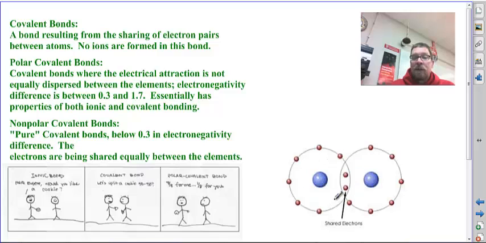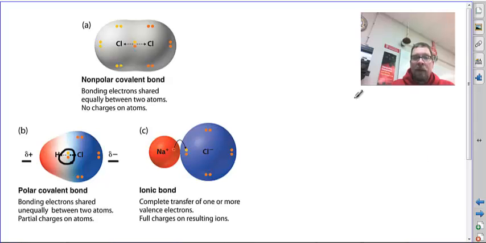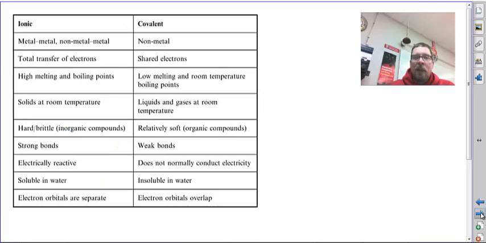But the key is they're sharing. They may not share those electrons equally. They may pull on them differently. And again, we've been here, but we'll look at the examples of what we have. We have a nonpolar covalent bond where they're being shared equally. We have a polar covalent bond where the chlorine just has a little more pull on the electron, creating that dipole moment. And here we have the ionic bond where we had a transfer of electrons, and then the electrostatic interaction creates the bonding.